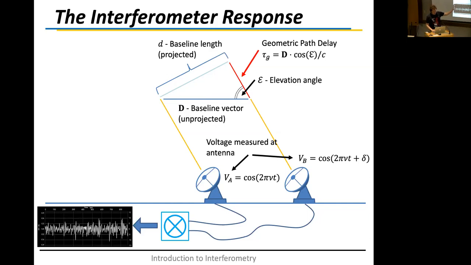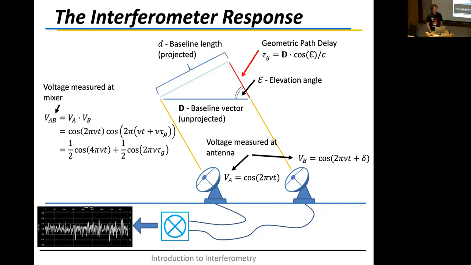Why that matters, we'll get into a little bit later. So, like I said, we have a mixer, and a mixer's whole job is to basically multiply the two incoming sine or cosine waves coming in. And so you can actually do this math yourself and see what the voltage output from the mixer is going to be.